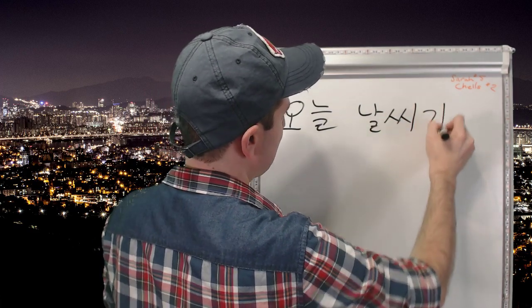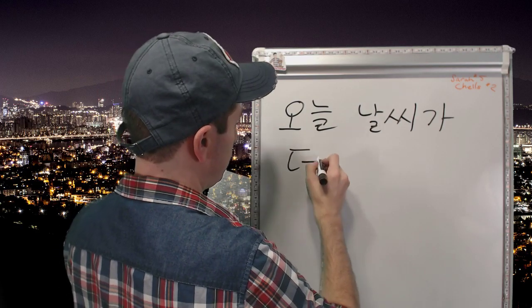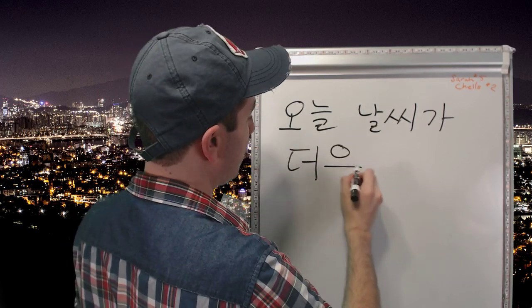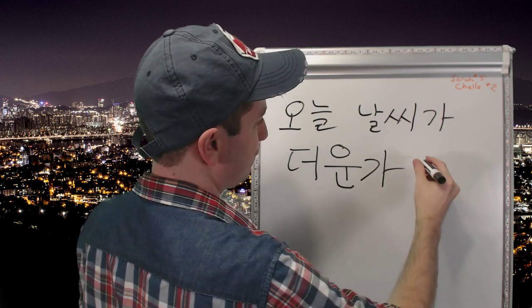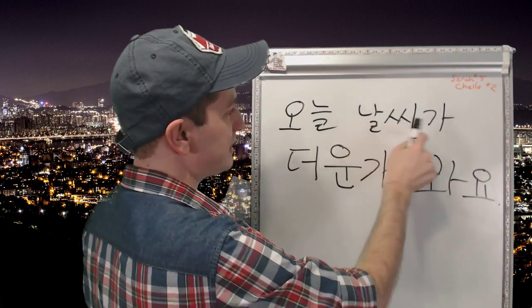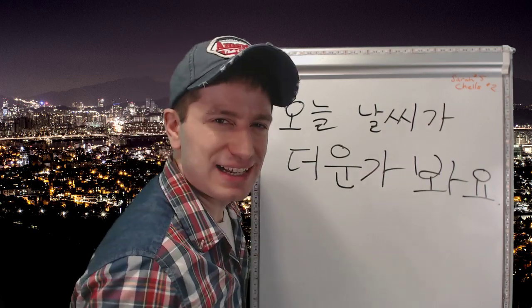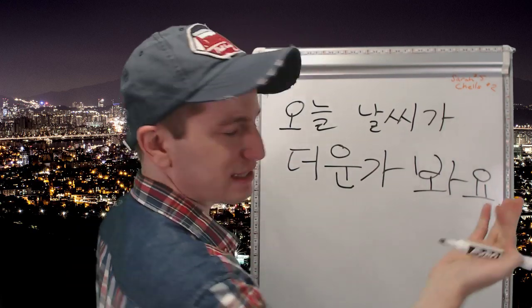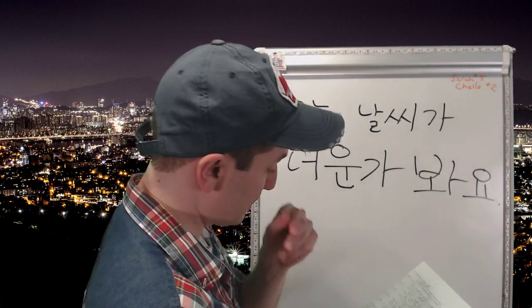오늘 날씨가, so today, the weather, 날씨가, 덥다 to be hot, remember, conjugates as 더운가 봐요. 오늘 날씨가 더운가 봐요. Today's weather seems hot. I guess today's weather is hot. It seems like today's weather is hot. However you want to look at the sentence.